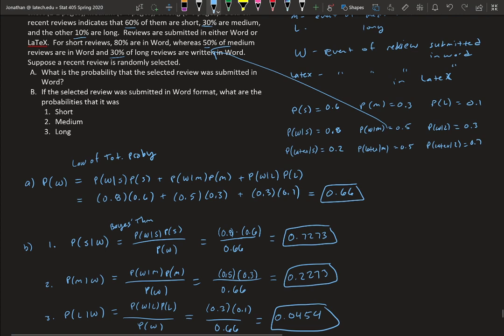So it's like, given that it's a medium length document, what's the probability that it's a Word document? Well, 50%. 50% of the medium length documents are Word documents, compared to, of the Word documents, how many of them are medium in length? That's 0.2273 or 22.73%. So it's a totally different question altogether, a totally different idea that you're trying to answer. Not sure if that helps.